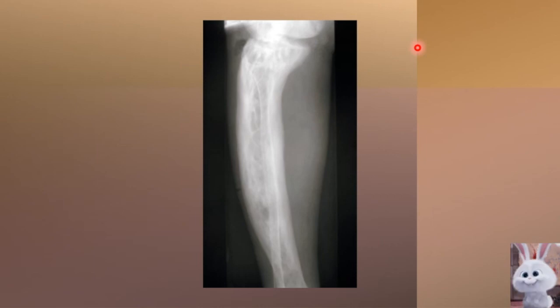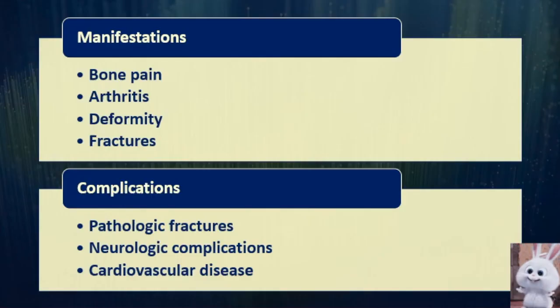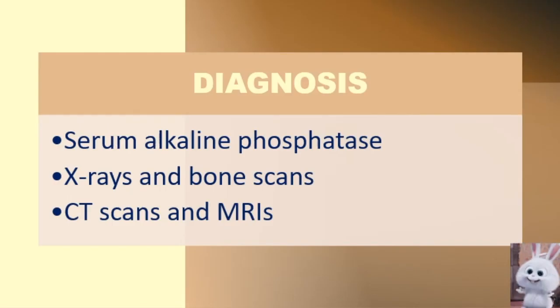This is an X-ray of a leg bone affected by Paget's disease. Note how the bone is misshapen. This is already very curved, and it has a punched-out appearance. So, complications: fractures will be there. Neurologic complications due to nerve compression. Cardiovascular disease. Diagnosis: as mentioned, alkaline phosphatase will be increased. X-ray and CT scan will show the bone changes. Your bone scan will show that there is increased metabolism, and at the same time an increase in anabolism in the bone.